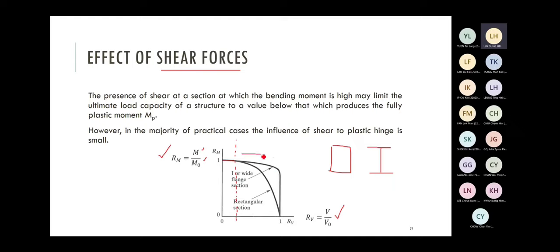But when shear increases, you can see that there is some effect on the moment capacity. Moment capacity starts to decrease when shear force increases. But this phenomenon is more significant for rectangular sections. For rectangular sections, the effect of shear force is more significant. But for I-beam, the effect is also not very significant, unless the shear force is very, very close to the capacity. So in practice, normally you can ignore the effect of shear force when you're dealing with reasonable shear force.